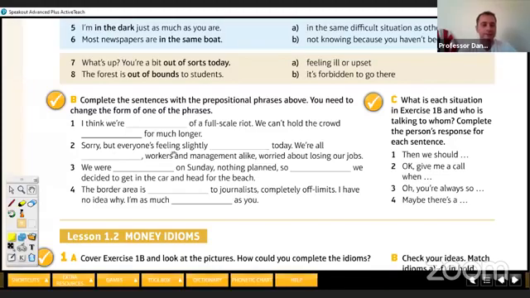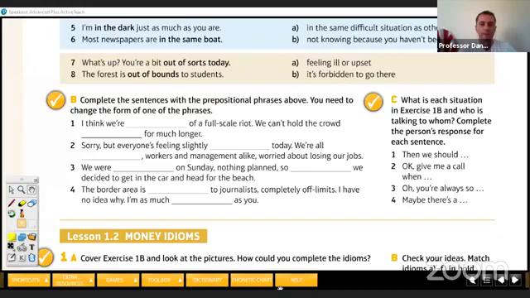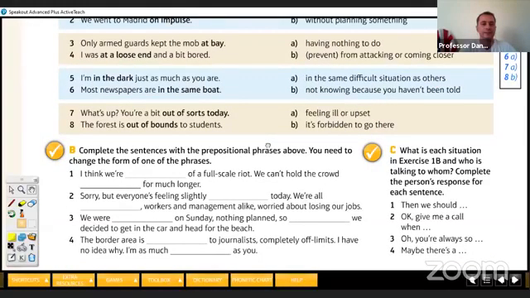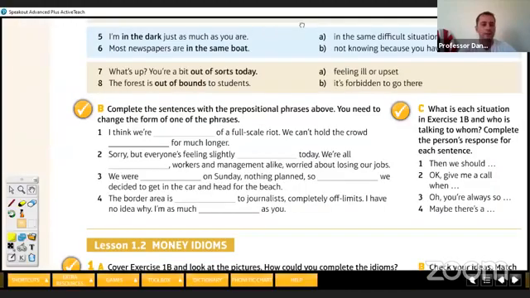Sorry, but everyone's feeling slightly what? Today, we're all, workers and management alike, worried about losing our jobs. The first is out of sorts. Out of sorts. Come on, guys, one more prepositional phrase for number two. We have out of bounds, out of sorts today, in the dark, in the same boat, at a loose end, at bay, at an impasse, on the verge of. In the same boat? In the same boat. Talad has just said that too. You're right, guys. In the same boat.